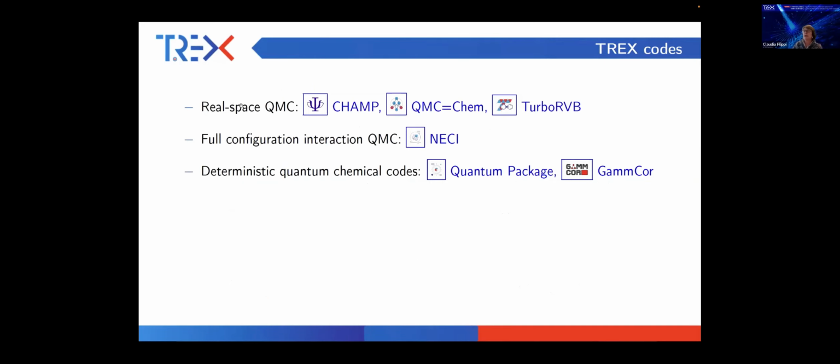For real space quantum Monte Carlo, we have CHAMP, QMC=Chem and TurboRVB. We have a different flavor of QMC. Here we are really working, in some sense, in first quantization, so in real space, and here in orbital space, full configuration interaction QMC, and the code NECI. We then have two deterministic codes. One is Quantum Package, which can do sophisticated selected CI, configuration interaction calculations, and also a combination of DFT and multi-reference methods, and GAMMCOR, which is specialized for the accurate computation of interaction of weakly bound supramolecular systems.